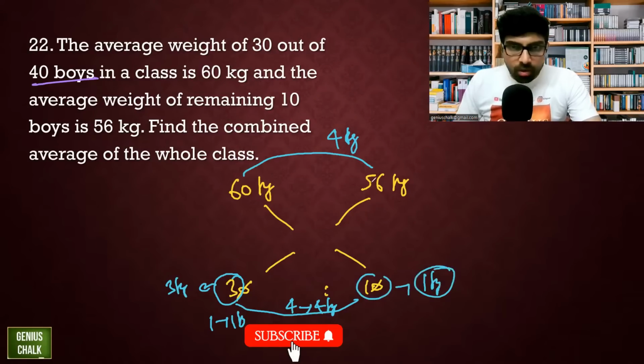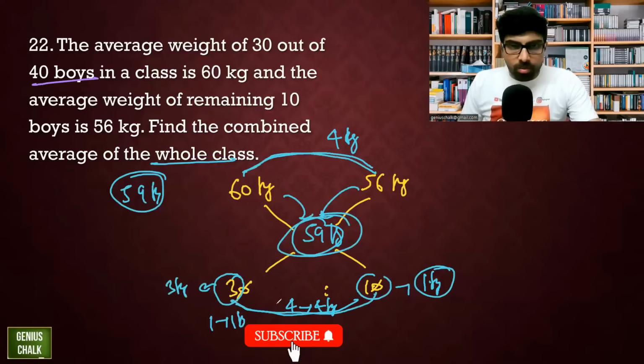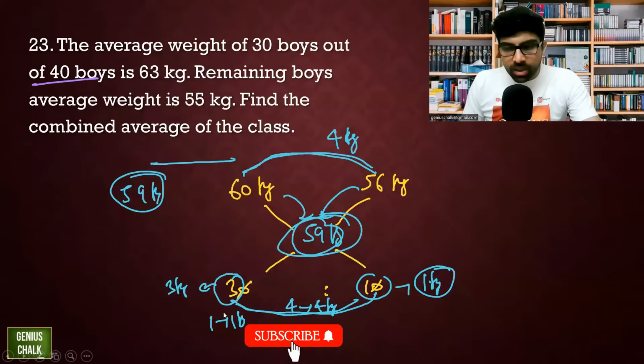So this is 56 and this is 3. So average will be more. So this must be 56 plus 3, 59, or 60 minus 1 kg, 59. So average weight of the whole class has to be 59 kg. Remember, the difference of this and the sum of this must be compared with the ratio. If they are the same, then whatever is the ratio written, that will be taken as the actual value.